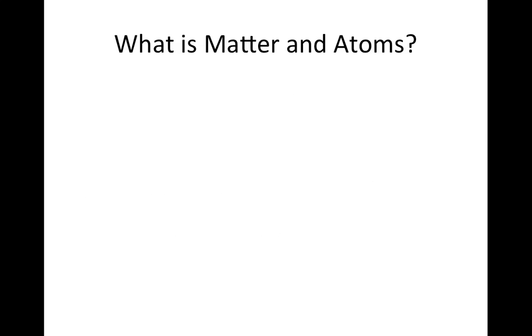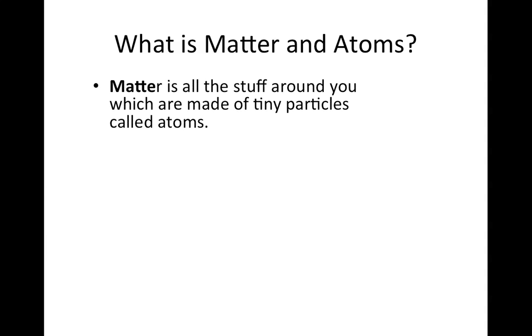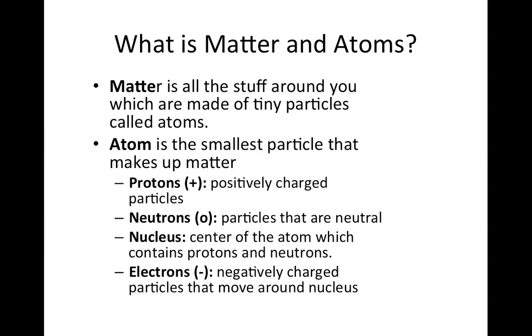So what is matter and how does it relate to atoms? Well, matter we know is all the stuff around you, which is made up of tiny particles that we call atoms. Atoms are the smallest particle that make up matter. They're composed of three subatomic particles: protons, which are positively charged particles, neutrons, which are neutral particles, and electrons, which are negatively charged particles that move around the nucleus.